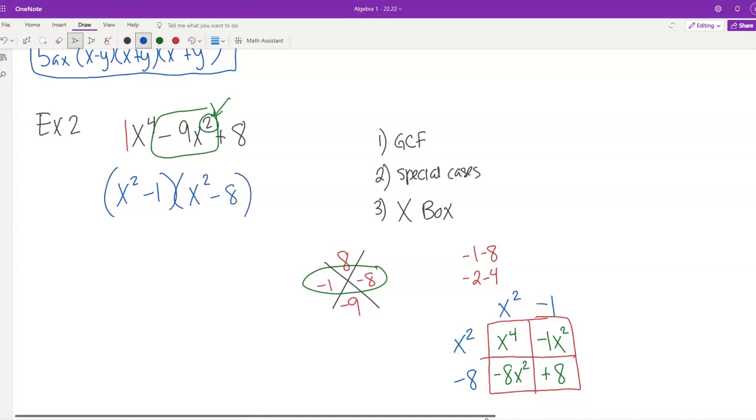Now again, we have to ask ourselves, are we done? Well, this first one, that's a perfect square, x squared, and 1 is a perfect square. And it's minus, so it's a difference of squares. So I'm going to go ahead and do x - 1, x + 1. These are not perfect squares, and there's no middle term, so this is just going to stay how it is. And there we are, done.